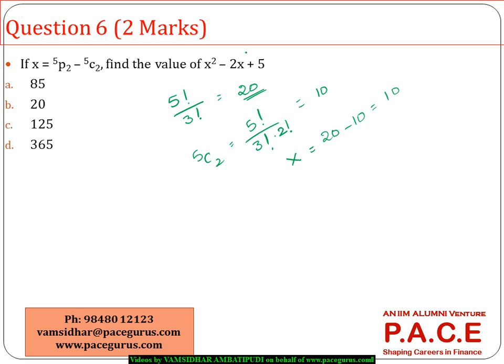Now it's quick for me to solve this. x squared is 100, minus 2x is 20, plus 5: 80 plus 5, 85. Directly I can go ahead with the answer choice as A. This looks like a slightly simpler kind of question, so I should not miss out on the marks associated with this question at all.